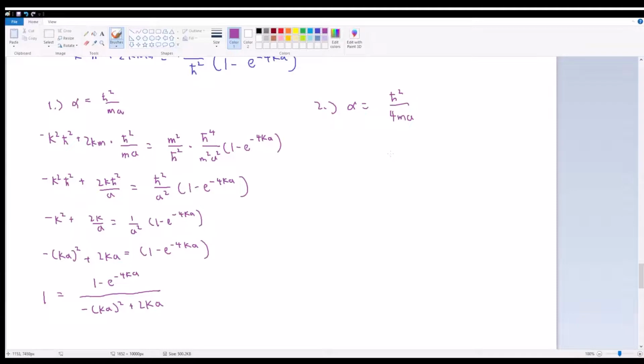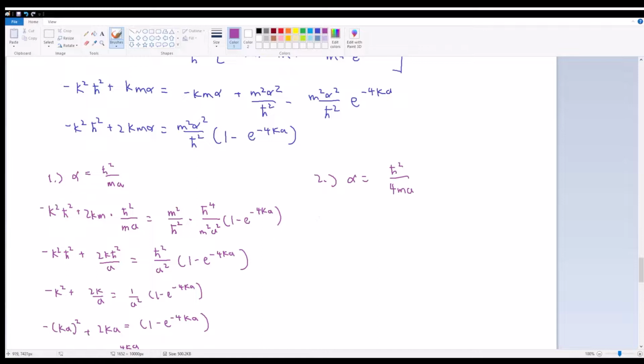Next, we do the same thing for alpha equals h bar squared over 4ma. So for case 2, what we're going to get is, we have negative k squared h bar squared plus 2km times alpha, which is going to be h bar squared over 4ma. This is going to equal m squared over h bar squared times alpha squared, which is going to give us h bar to the 4th over 16m squared a squared, multiplied by 1 minus e to the negative 4ka. From this point, let's do some simplification again.